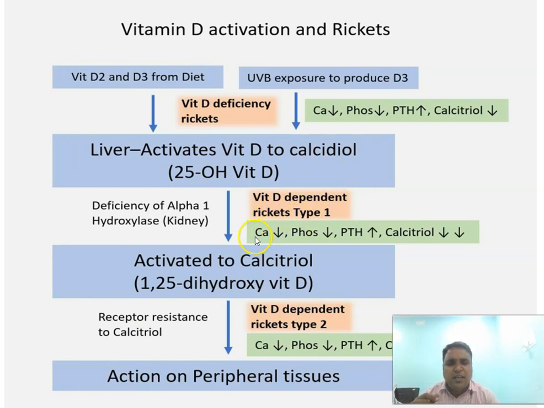What is the classical difference? Calcium level will be low, phosphorus will be low, parathormone will be high, but the defect is in calcitriol. Calcitriol will be severely low. Very low levels of calcitriol we can get in vitamin D dependent rickets type 1. But in vitamin D dependent rickets type 2, your calcitriol level will be high. The resistance to the activated form of vitamin D occurs in type 2, so here the calcitriol level will be high. The difference is calcitriol level will be low in type 1 and high in type 2 variety of vitamin D dependent rickets. This we have to remember.